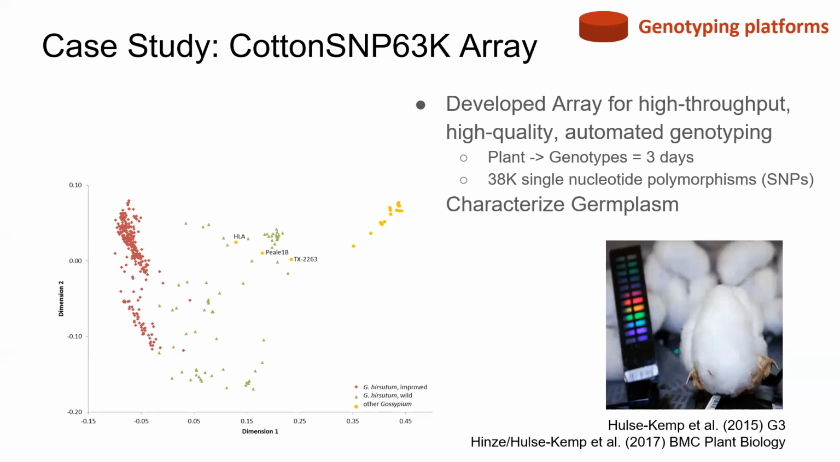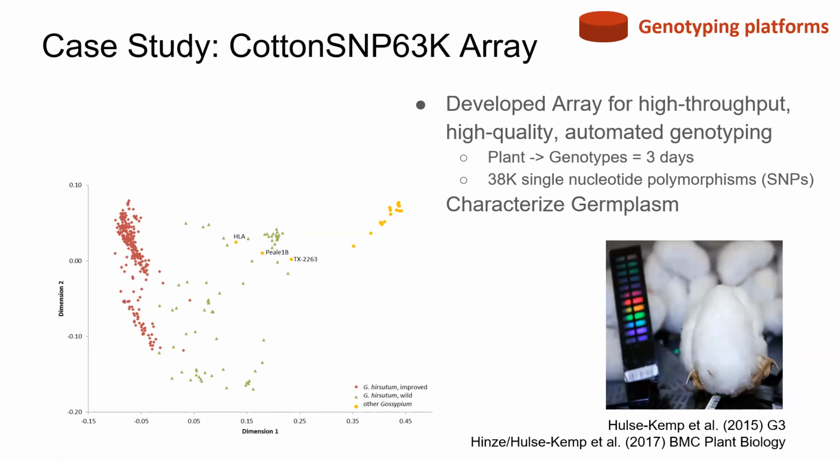So you can see here on the left a PCA of looking at different germplasm types. Our improved germplasm is in red. We have wild landrace material that's the same species shown in green, and in yellow is other Gossypium species. So you can see that we are able to very nicely characterize the diversity that we see. We see what we would expect to see, and that we see tighter clustering within our improved germplasm.